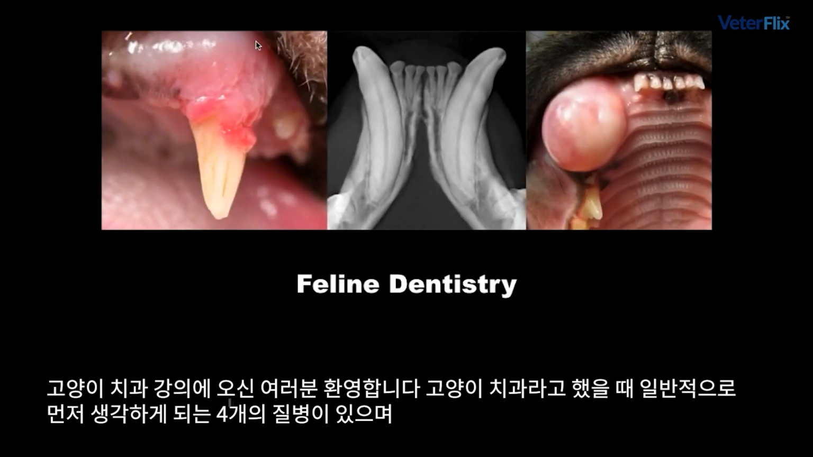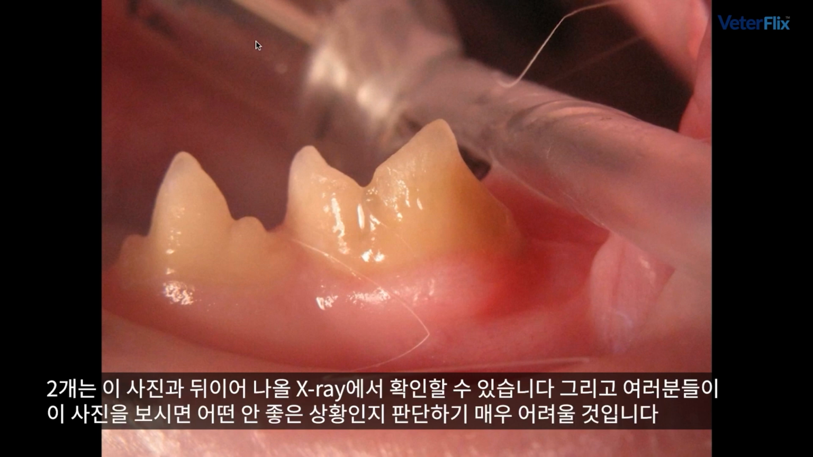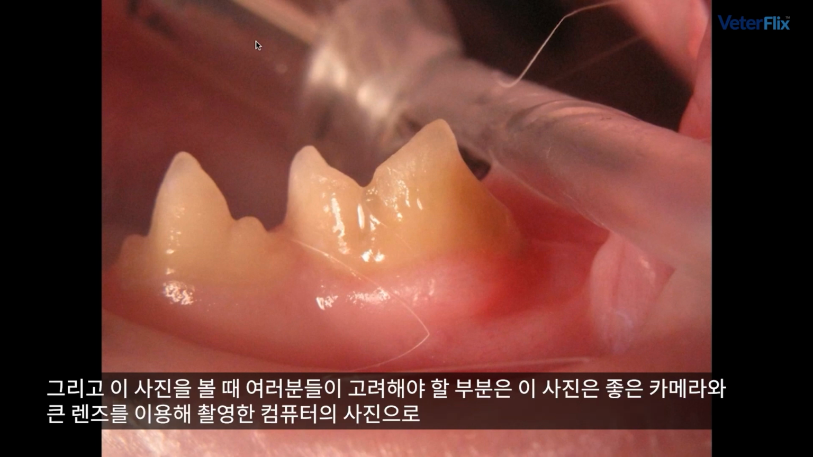Welcome to feline dentistry. When we think about feline dentistry, there are basically 4 disease entities that we think about initially, 2 of which are represented with this image and the following radiograph. And if you're looking at that image, it's very difficult to make any determination that there's anything bad going on there. And looking at that, you have to also take into consideration this is a computer image that's taken with a macro lens on a nice camera.